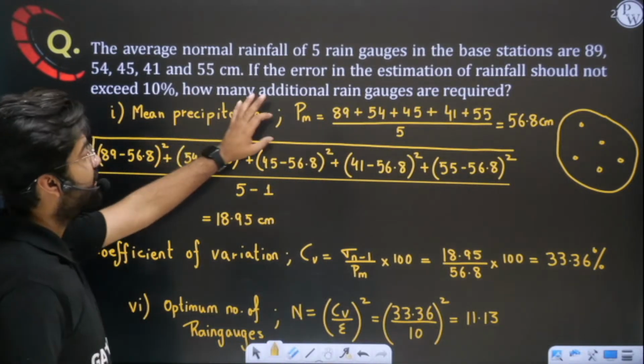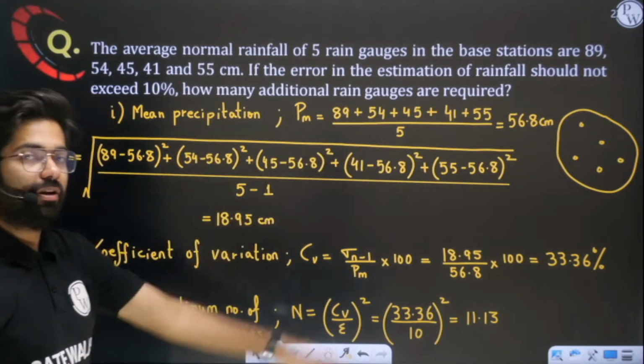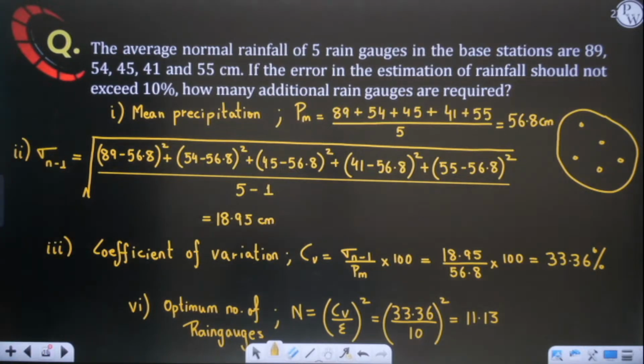They are saying how many additional rain gauges we require. Can you tell me how many more rain gauges we require in order to minimize our error below 10%? How many more rain gauges should we install in our catchment area? We already have 5 here, and you can simply say that 11.13 is approximately equal to 12. So we need 7 more stations.